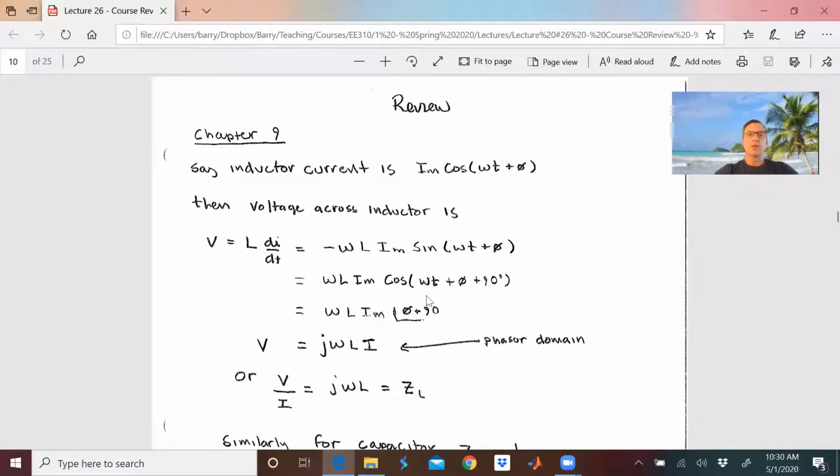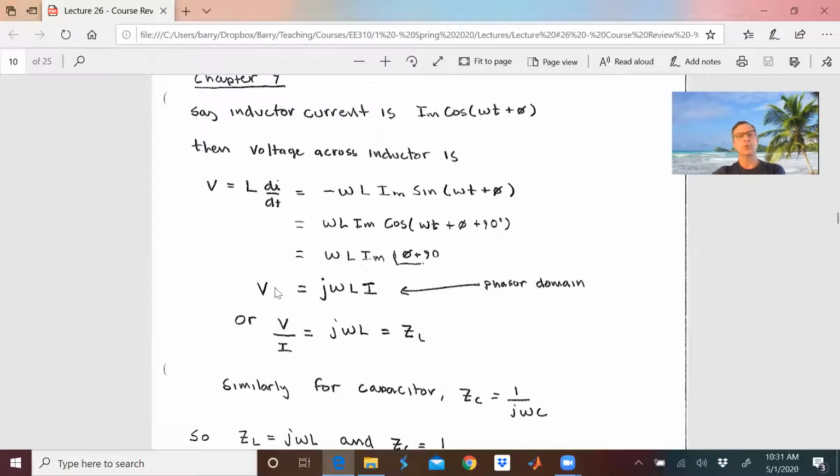So now we're going to say that it ends up as omega L I max at an angle of phi plus 90, using our phasor notation. 90 degrees is multiplication by j. So it ends up as j omega L times I, or V divided by I is j omega L. And we say, how cool is that? That's where we get our formula for the impedance of an inductor, don't we?